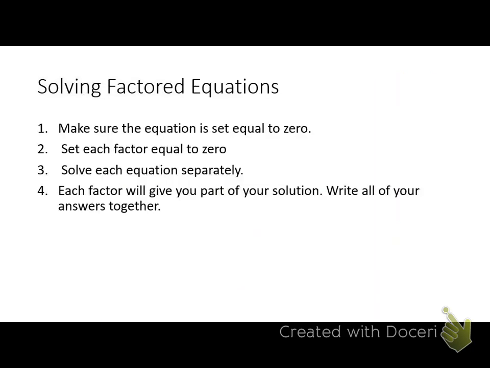So here are your steps. First thing, make sure the equation is set equal to 0. We'll see why that's such an important step in the next couple of lessons, even though today's are already set equal to 0. Then our next step will be to set each factor equal to 0, so set each thing that is multiplied together separately equal to 0. Then we will solve each equation separately. Because each factor gives me part of my solution, we need to write all of my answers together at the very end. If you need another moment with these steps, hit pause. I'm going to go ahead and do another example.